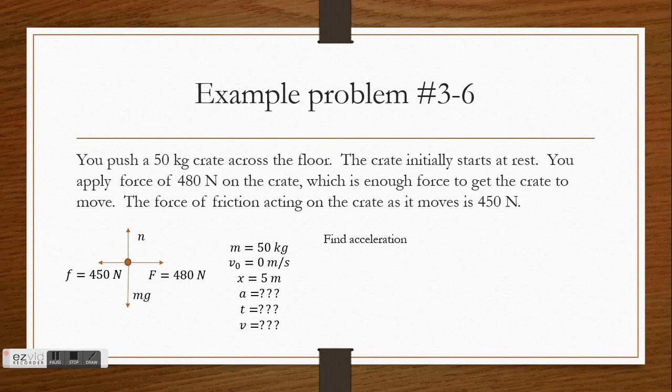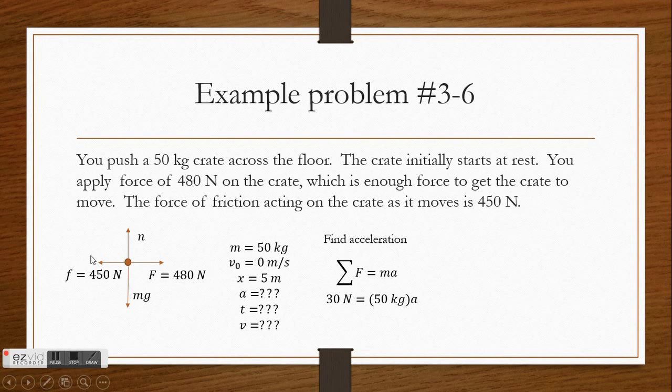So in this problem, it never asks to find the acceleration, it asks for the time and the velocity. But in order to find the time and the velocity, I'm going to need to know the acceleration. So sum of forces equals ma. The 2 forces that act on the crate are my applied force, 480 newtons, and my frictional force, 450 newtons. They act in opposite directions, so 480 minus 450 is my net force, or 30 newtons. So 30 newtons divided by 50 kilograms equals a. So a has to be equal to 0.6 meters per second squared.